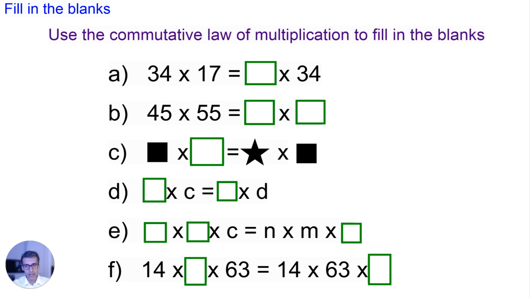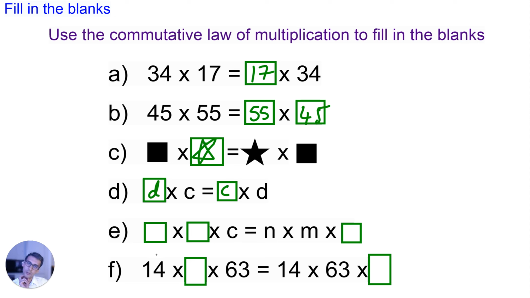Okay, so I hope you've had a go. You don't need to work out the product of each question. You just need to work out what goes in the blank. So in this case, this is going to be 17. 45 times 55 is the same as 55 times 45. Square times blank is star times square, so we know this is going to be a star. And then you've got d times c is c times d.